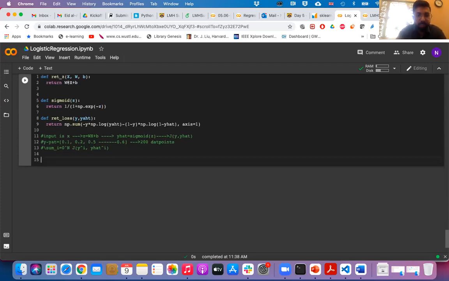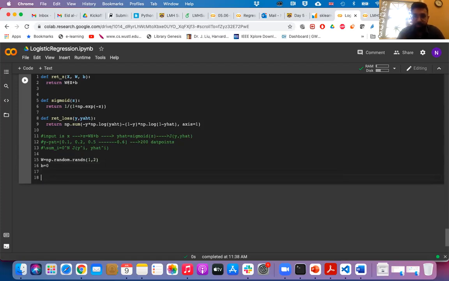Let's randomly initialize our weight with np.random.randn. What should be the size of this? What is the size of my weight matrix? In this case, it's a vector, but in general, it's a matrix. 1, 2, right? Thank you, Nawaf. And what is the size of b? b is just a scalar. I will initialize it to 0.